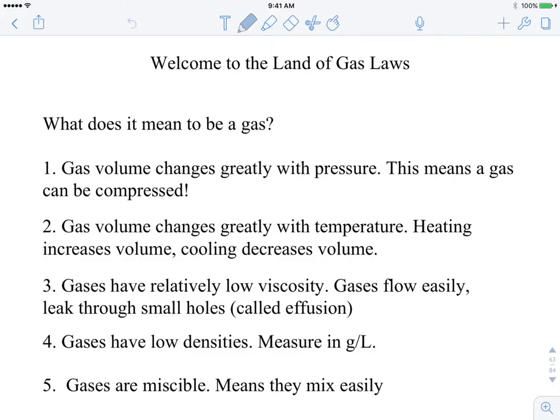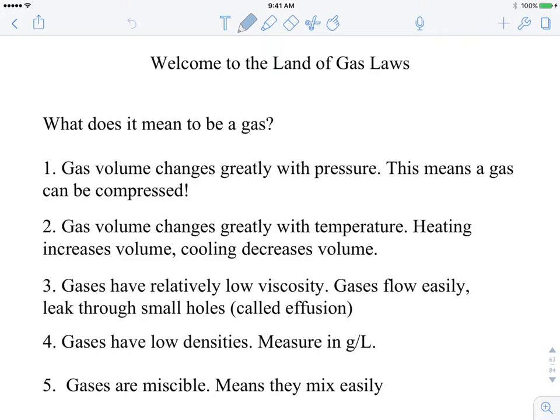Now, some of this may seem familiar to you. You should have seen pretty much all of this last year in honors chemistry. I feel like it was important for us to really give you a full picture of how gases behave, what the gas laws are, and so on.